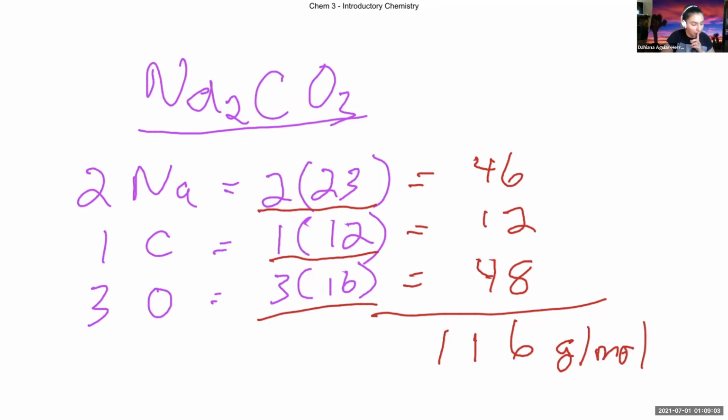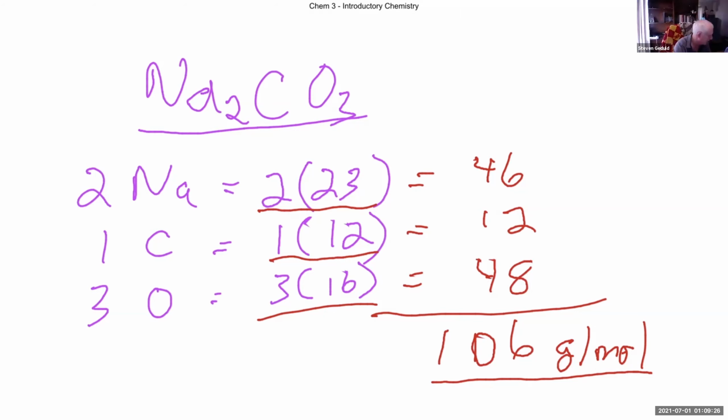I'm getting 106. Okay. Oh, did I add it wrong? I'm getting 106. Yep, I did. Yeah, it's 106 grams per mole. So we can use that to convert grams into moles. And we're going to use that when we do our stoichiometry. The first thing to understand is how to do all these conversions.